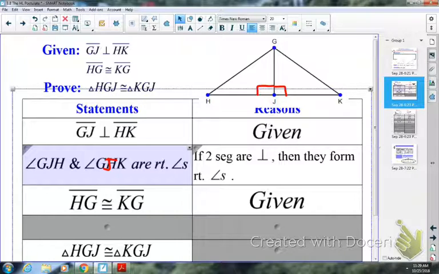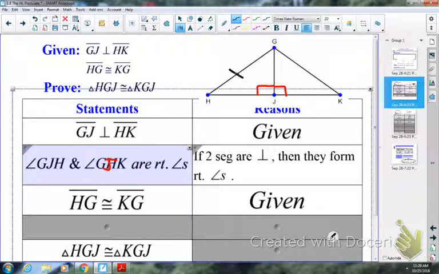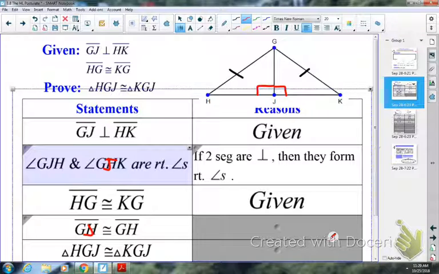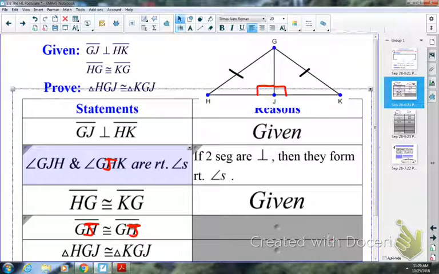So we could possibly use this HL because we do have right angles. We also know from the given, segment HG is congruent to segment KG. So HG is a hypotenuse. Segment KG is also a hypotenuse. Okay, so if I'm going to do HL, what am I missing here? The leg, right? We got the hypotenuse, now the leg. Notice they butt up against each other. So we could state that segment GJ, I typed this wrong, I apologize, so this should be segment GJ, congruent to segment GJ, and that is your reflexive property.